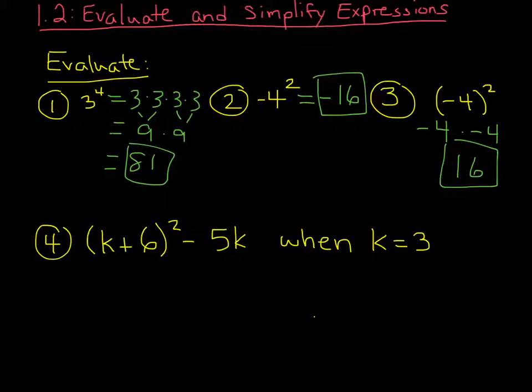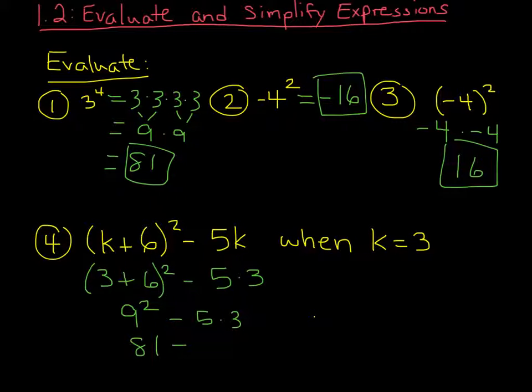So we're going to evaluate for the next one this expression when k is equal to 3. So I'm going to substitute in 3 for k, and I'm going to do that wherever I see a k. Then I'm going to follow the order of operations. So remember, with the order of operations, the parentheses are always going to come first, followed by your exponents, and then your multiplication. And finally, you're going to subtract 81 minus 15, and your final answer is going to be 66.